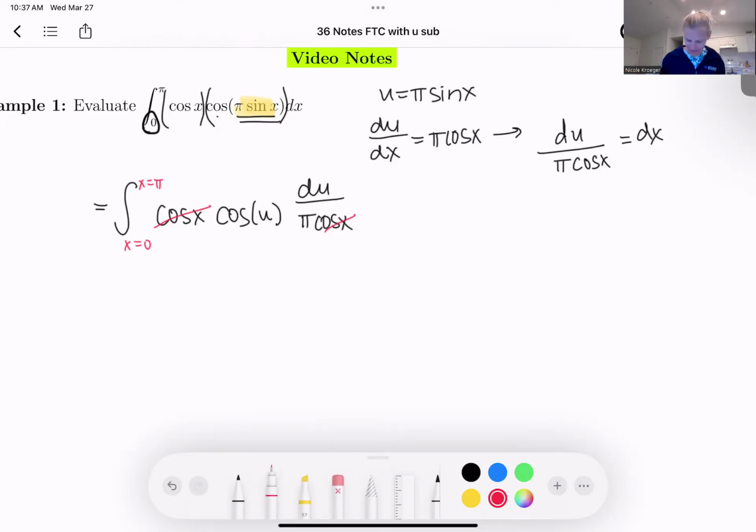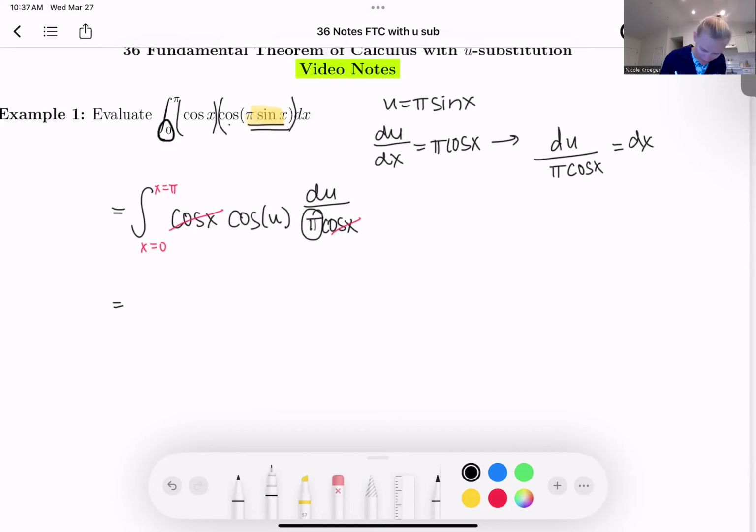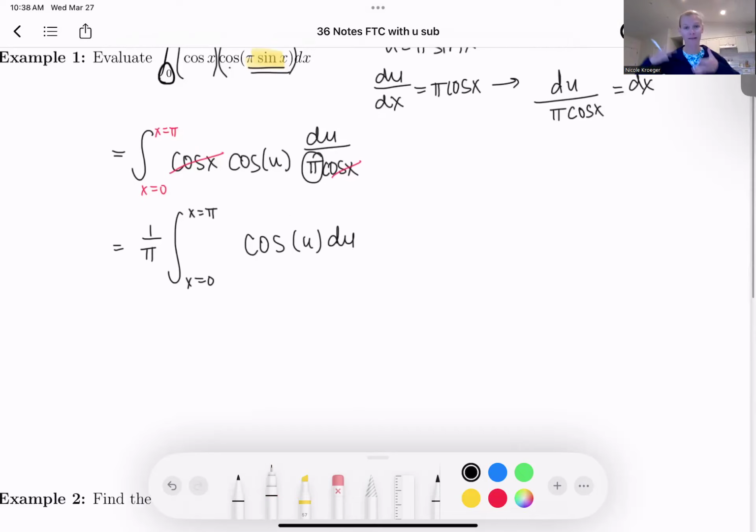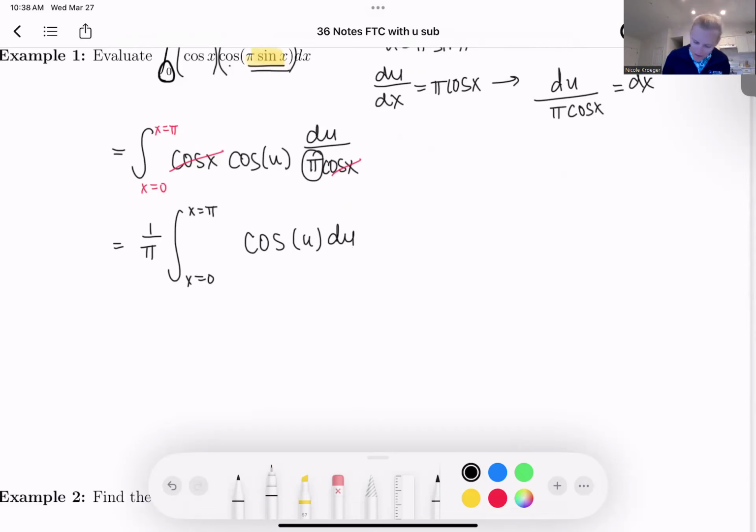And so now we just have to anti-differentiate still. So let's simplify. We can pull the 1 over pi out front. So I'm going to still keep writing this as x is 0 to x is pi. You really need to do that. If you don't write the x is equal to at this stage, if you just write 0 to pi, then I'll take points off, because without indicating what variable these are, you would be telling me that you think these are u values, not x values, since the rest of your integral is in terms of u.